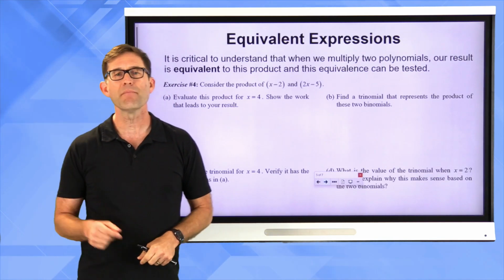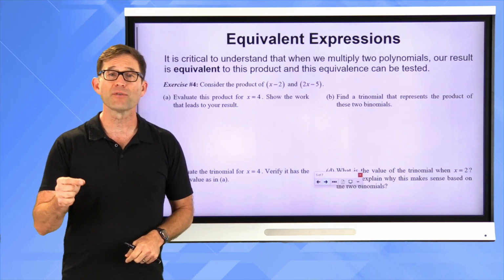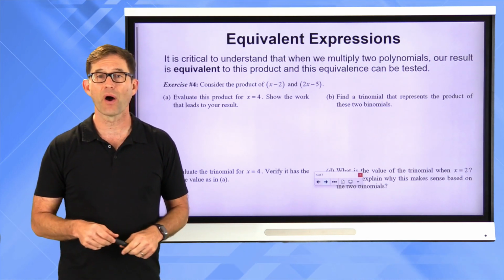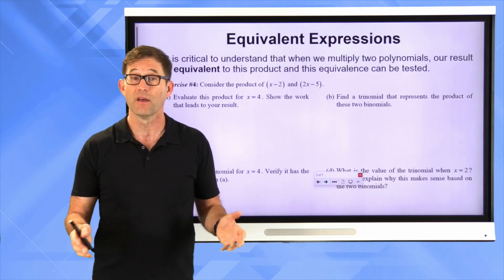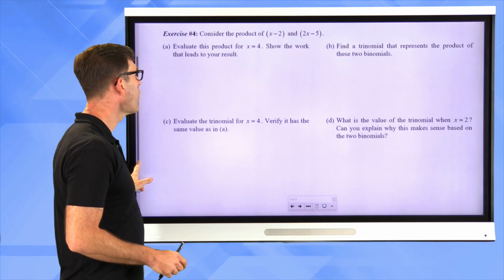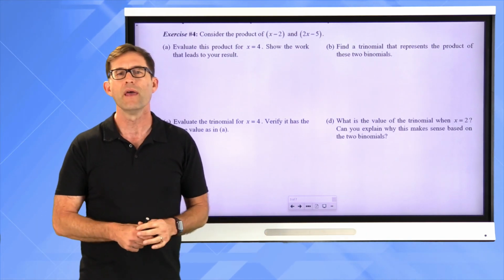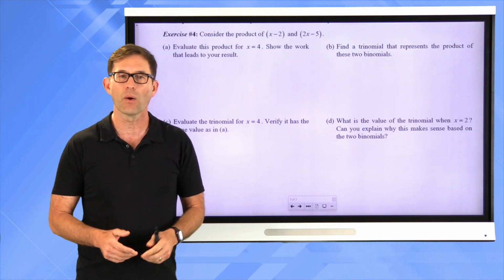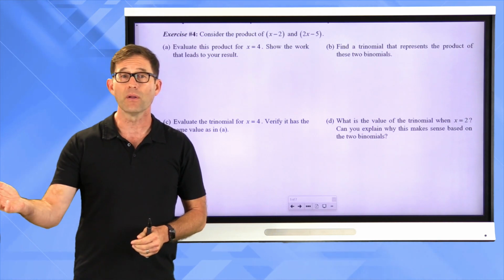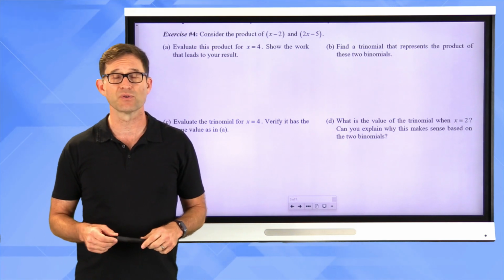All right, so let's get back to this idea of equivalent expressions. Now, it's critical to understand that when we multiply two polynomials, our result is equivalent to this product, and this equivalence can be tested. And again, it's important. We're multiplying polynomials almost always for a reason, to solve a particular problem. But we always want to make sure that we understand that when we multiply two binomials and we get, let's say, a trinomial, that trinomial and the product of the two binomials are equivalent. Let's take a look at that issue in exercise number 4.